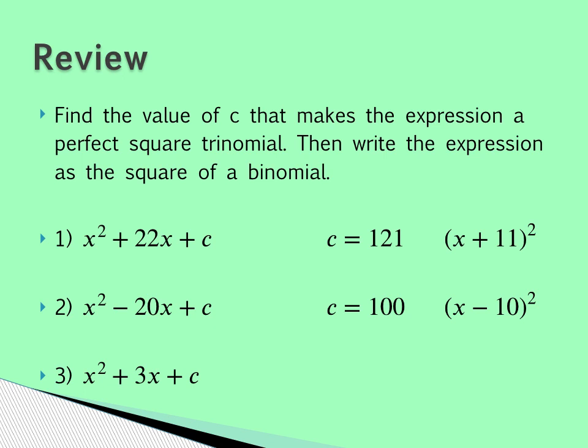For the second one, I'm going to divide that middle term by 2. I get negative 10. I'm going to square that negative 10. I get my C value, which is 100. But then in the binomial, I'm going to use minus 10 as the term.